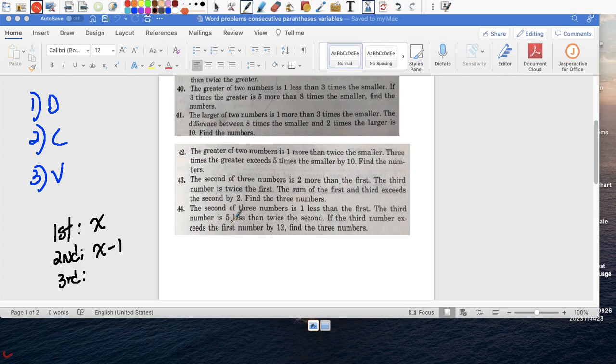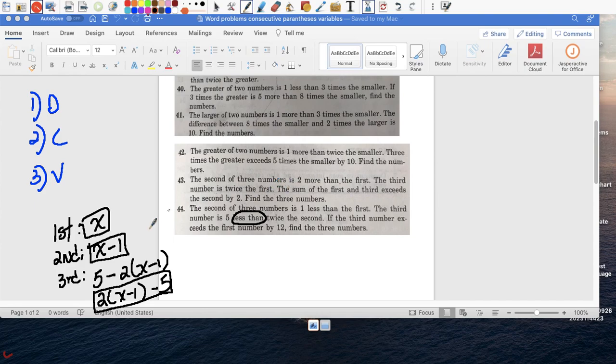The third number is 5 less than twice the second. So let me write it out. 5 less than twice the second number. But because the word is less than, right, you have to actually change the order of the 2 terms. It's 2 times x minus 1, minus 5. So this is actually your third number. Let me put them in rectangles. So your first number is x. The second number is x minus 1. The third number becomes 2 times parentheses x minus 1 minus 5. Right? The third number is 5 less than twice the second.